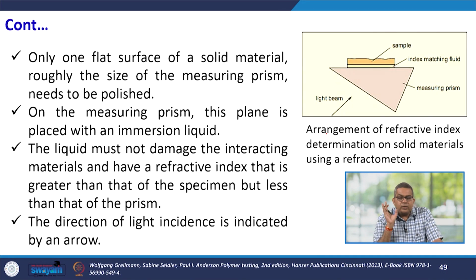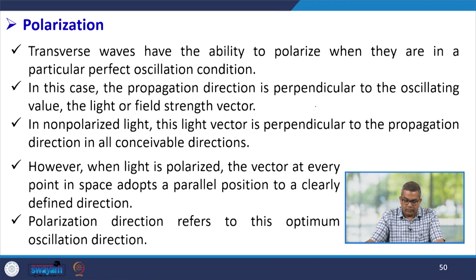Now, only one flat surface of a solid material, roughly the size of the measuring prism, needs to be polished. This plane is placed on the measuring prism within an immersion liquid. The liquid must not damage the material and must have a refractive index that is greater than that of the specimen but less than that of the prism. The direction of light incidence is indicated by an arrow.